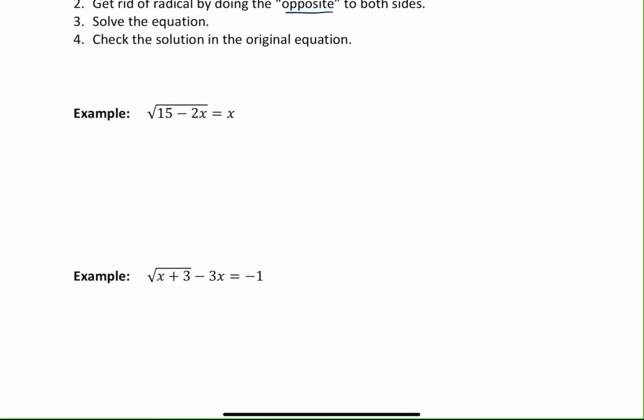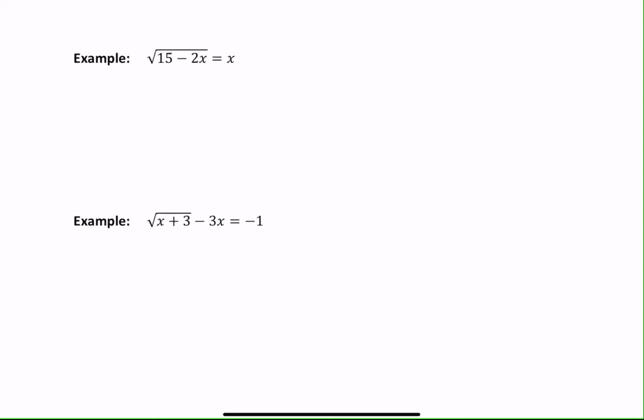So let's look at this first example. I have the square root of 15 minus 2x equals x. I'm going to start by squaring both sides. I don't have to isolate the radical because it's already by itself. So I'm going to square both sides to get rid of that radical. A radical is really to the second root or to the 1/2 power, so I can undo it by squaring it. If I square a square root, it's going to actually undo itself and leave you with what's just under the radical. So I've got 15 minus 2x equals x squared.